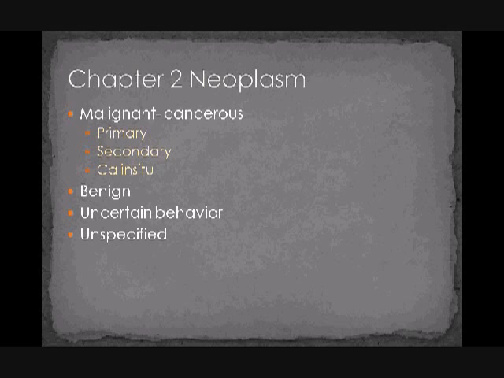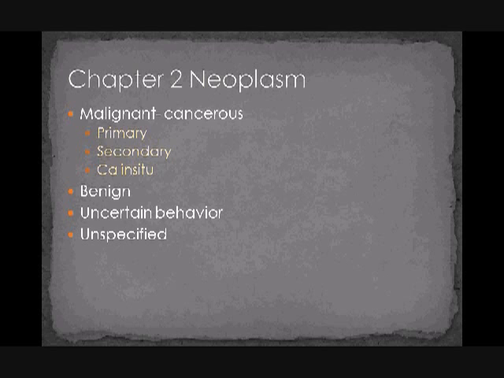Primary is the original location or the original site. Secondary is wherever the cancer may have metastasized to. Carcinoma in situ is cancer that is still located in the original spot. Essentially it has not spread. If it's benign, then it's not cancerous.